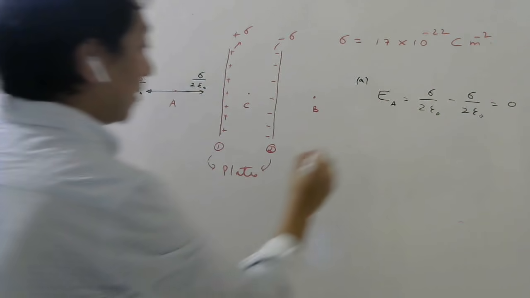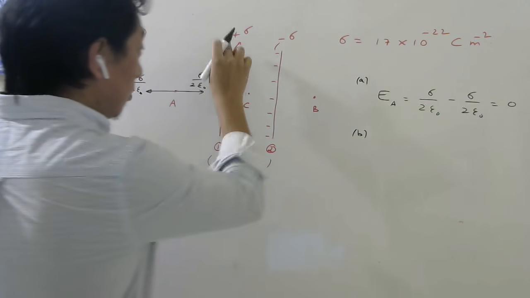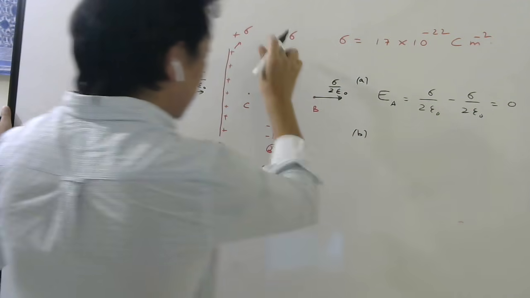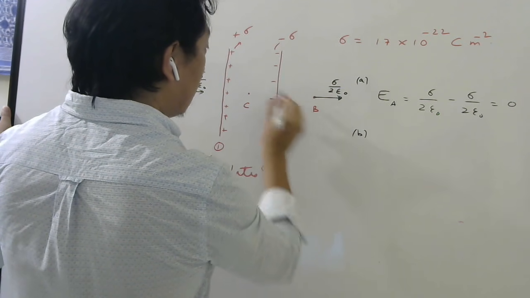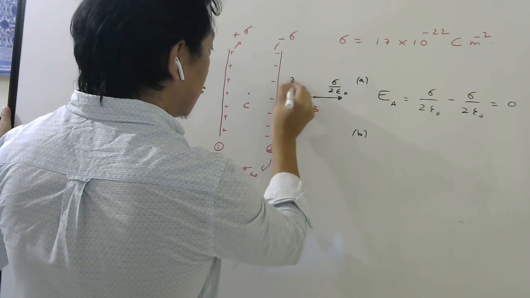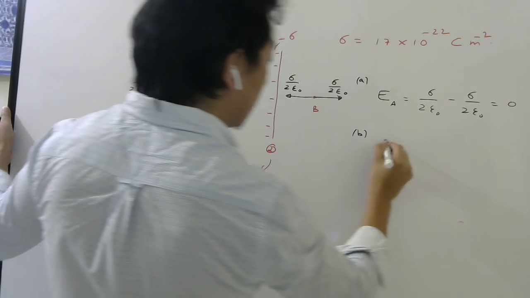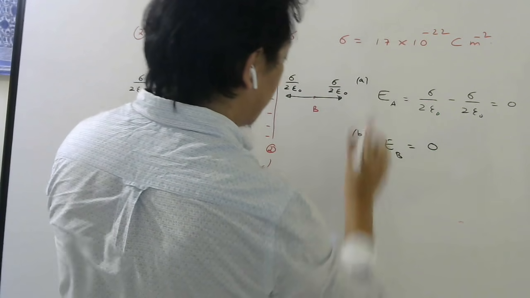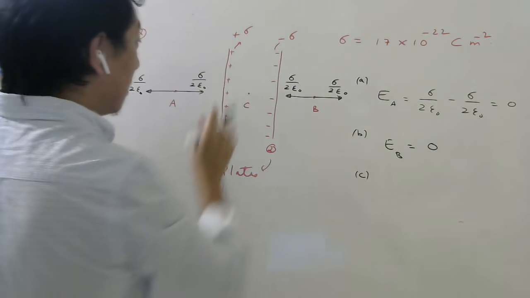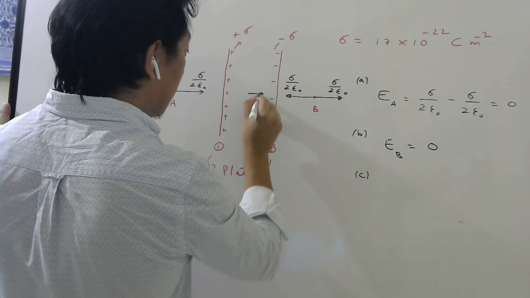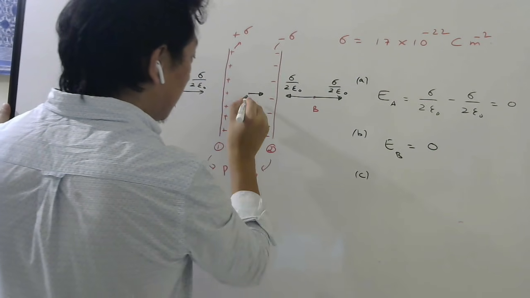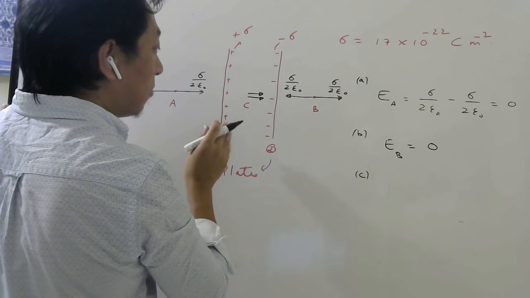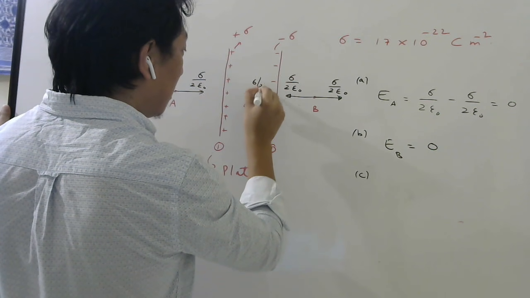Okay? For the second part, this point. Due to plus, it will be away. How much? Sigma by 2 epsilon naught. Due to negative, the magnitude will be the same, but the direction will be towards. Sigma by 2 epsilon naught. So the electric field at B will also be 0 because these two are equal and opposite. Part C means here. Due to this sheet, it will be this side. And due to this negative sheet, it will be towards the negative sheet. So both electric fields are in what direction? Same direction. This is sigma by 2 epsilon naught.